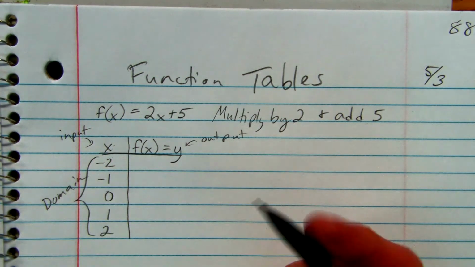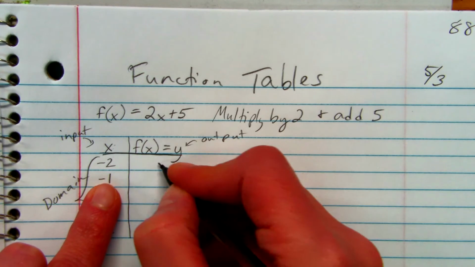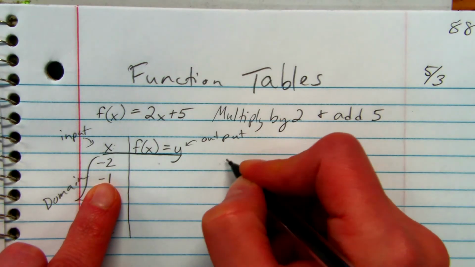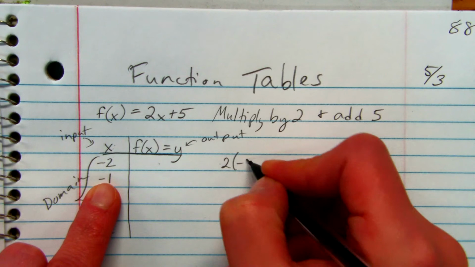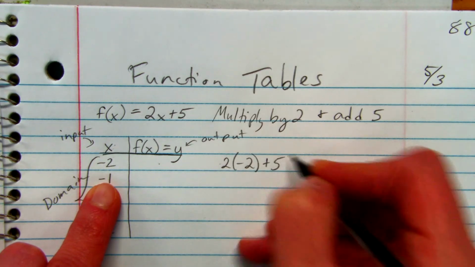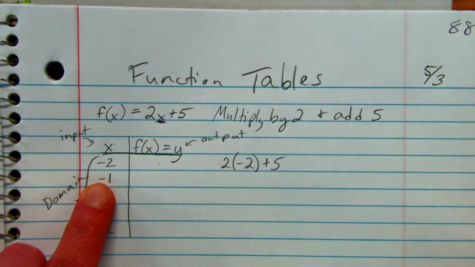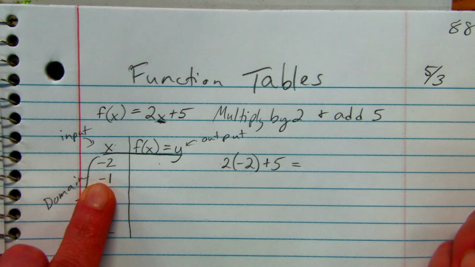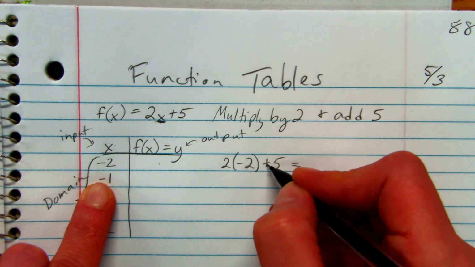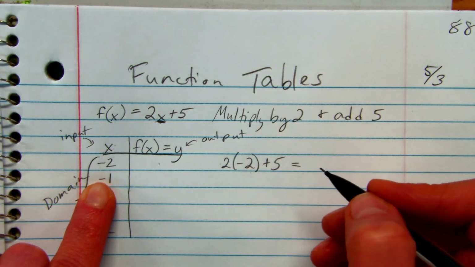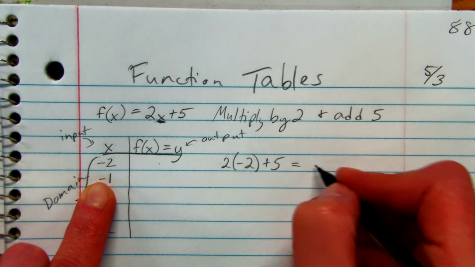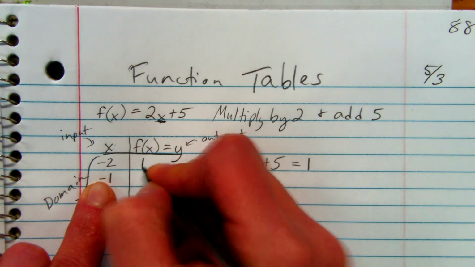So over here, I'll just write my work to the side and then I'll put the answer in the table. I'm going to take 2 times -2 plus 5. So I'm just taking this input and putting it in where that x is. So what's 2 times -2? Yes, Brian? -4. Good. And then if I add 5 to it, -4 plus 5, what would I get? Go ahead, Brian. You can finish that one. +1. Good. So that's what's going to go in over here.